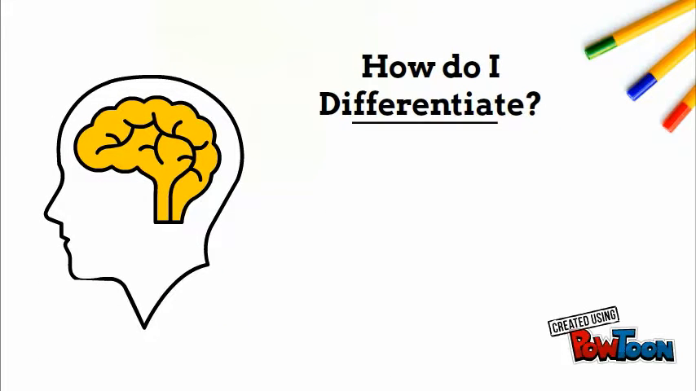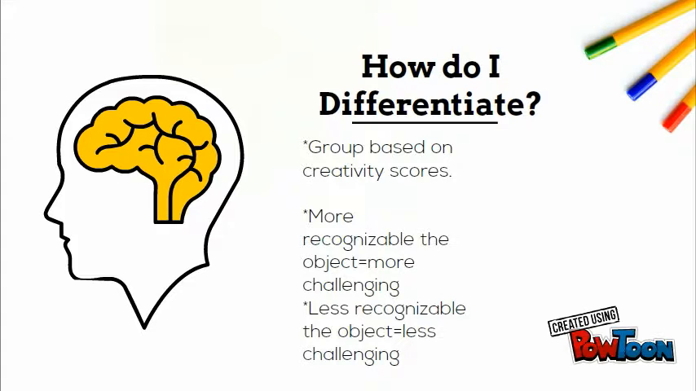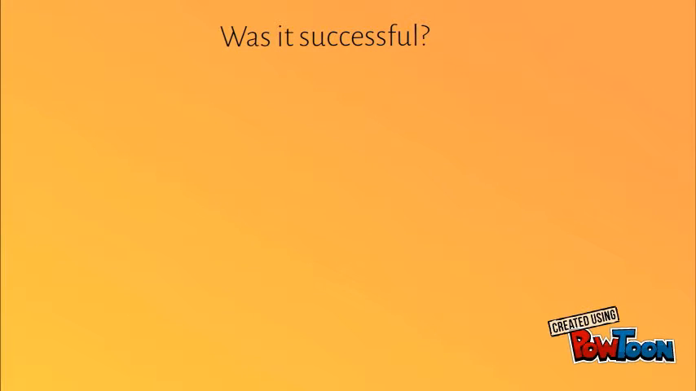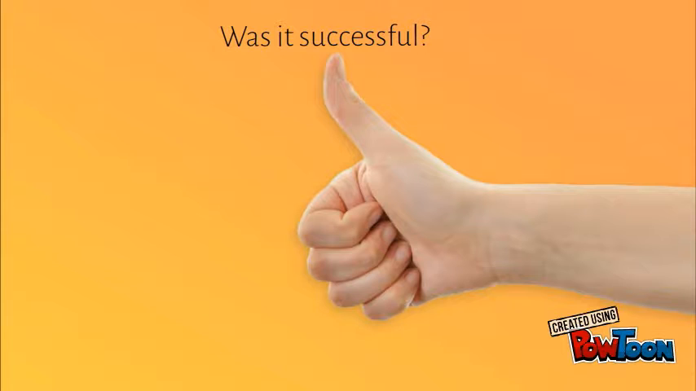Well, I'm sure you're wondering, how do I differentiate? Well, here's what I did. I grouped based on creativity scores like the Renzulli. My higher group had a more recognizable object because that's more challenging to come up with ideas. And the lower group had a less recognizable object, making it easier to come up with abstract ideas for the object. Was it successful in my classroom? Absolutely. All the students, whether they were in the group with a more recognizable object or the less recognizable object, had a blast coming up with new and intriguing and creative ways to use these objects in life.